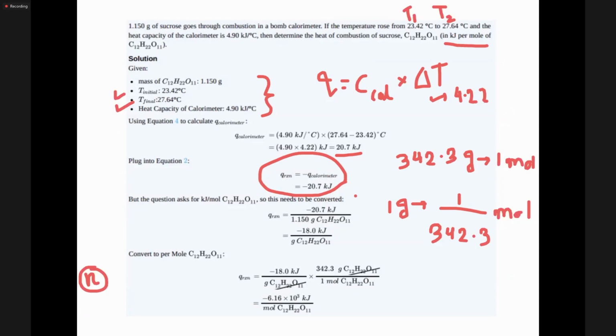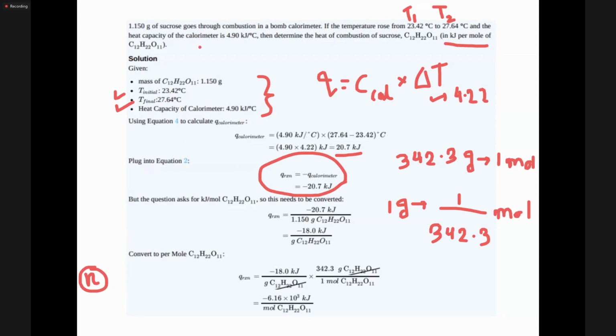After we calculated the Q calorimeter, we have to convert it to moles, because this entire thing was done for 1.15 gram of sucrose. Now we have to use the conversion factor of 1.15 gram of sucrose to the number of moles. In the last step we calculated the number of moles, and just by division we lastly calculated the Q reaction. After we calculated Q reaction, you have to remember that delta Ng, delta H and delta U can also be calculated for this case.